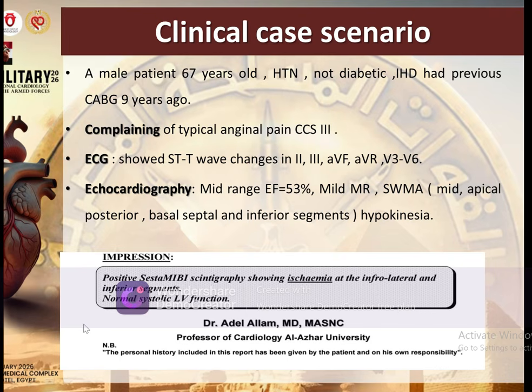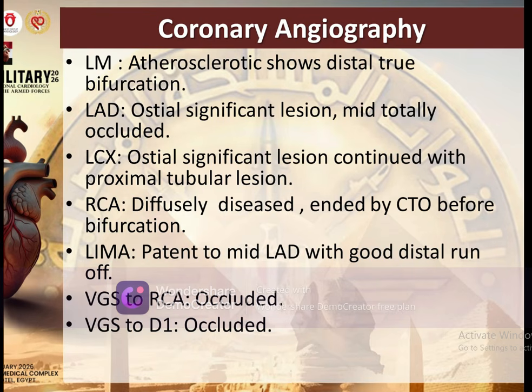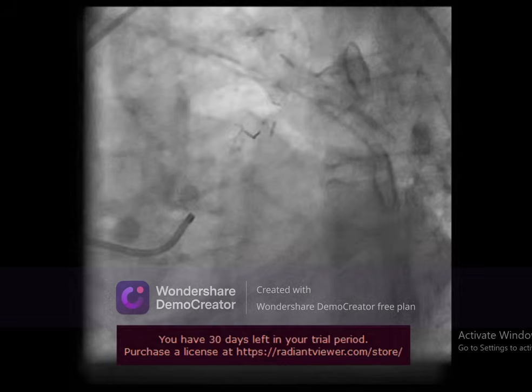MPI also demonstrates ischemia at the inferior and posterior walls of the LV. Before redoing a coronary angiography, this patient had a multi-slice CT coronary angiography, which demonstrated a patent LIMA to the LAD, while all the venous grafts, including the venous graft to the distal RCA and the graft to the D1, were occluded.